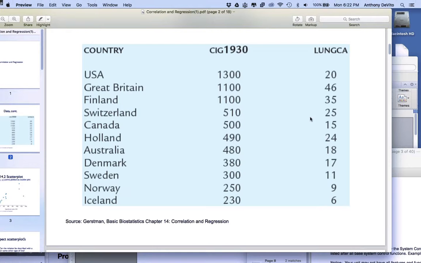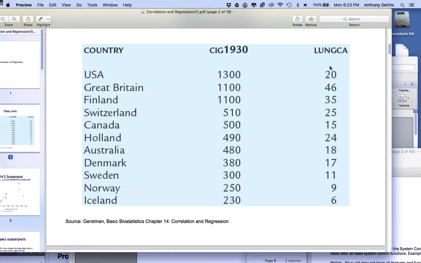But they're both numerical variables. It isn't "yes I smoke" or "no I don't smoke" versus "yes I got lung cancer" or "no, they didn't get lung cancer." That would be nominal variables. You use chi-square, odds ratio, relative risk, right? So this is numerical data.